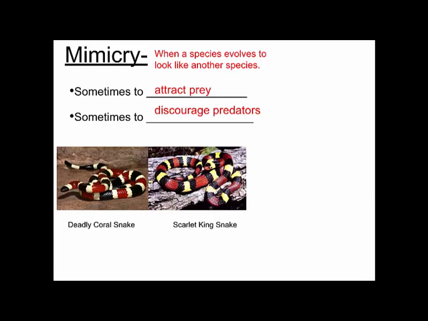Why has it evolved to look like this? So they look like they're poisonous. Because predators have evolved to not eat coral snakes, because they're deadly. The scarlet king snake has evolved a similar coloration, but not the poison that goes along with it. And so predators will also avoid the scarlet king snake, even though it's not poisonous.